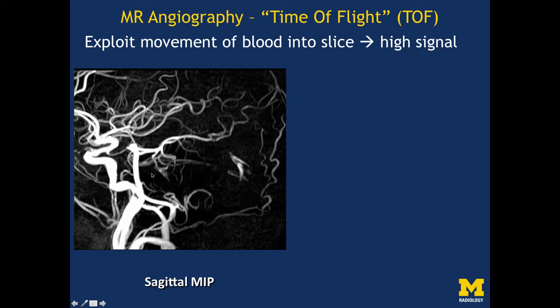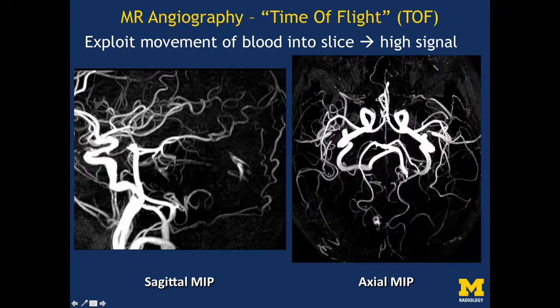And this is a MIP, a maximum intensity projection, sagittally through the brain, where the brain tissue is quite dark and the blood shows up very bright, and it can be reformatted in any plane. No contrast is given, no traditional angiographic methods of threading a catheter through your body. This is just due to the inherent motion of blood through the tissues.